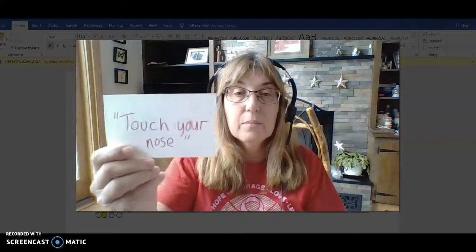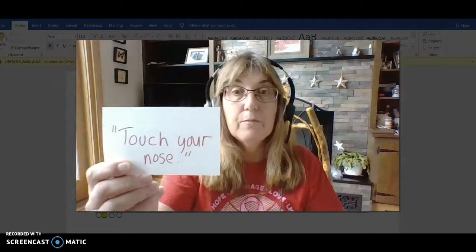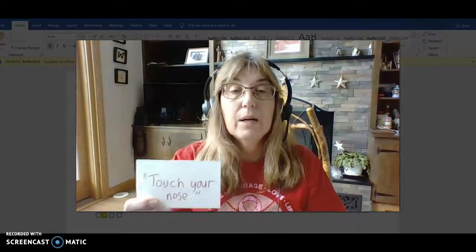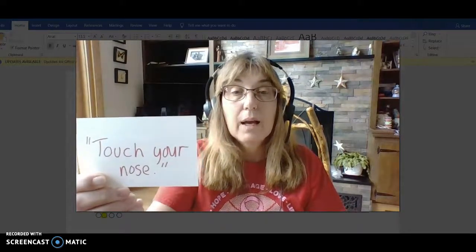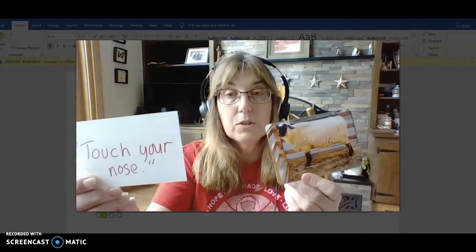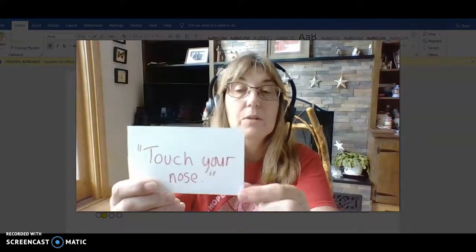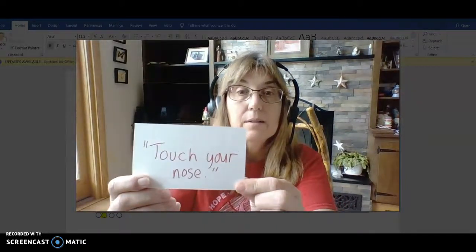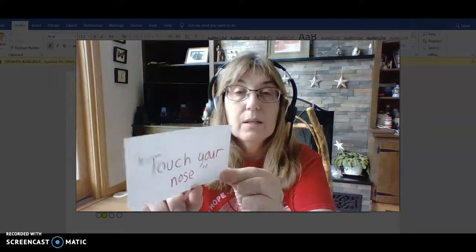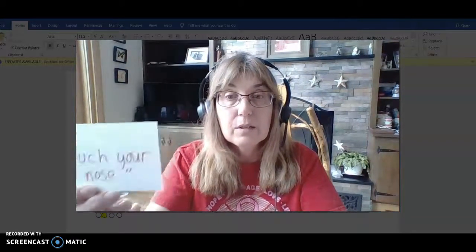This is an example of a card that isn't one of the language builder cards, but it would be in my pack, and I would have made this. I would have written on this. Now, I am not showing him this card like I show him the picture cards. This is for me because it's written and it has quotation marks on it. So my assistant or I or the SLP would not show him the card. We would read what is on here. And I would simply read, touch your nose, because that's what it says.